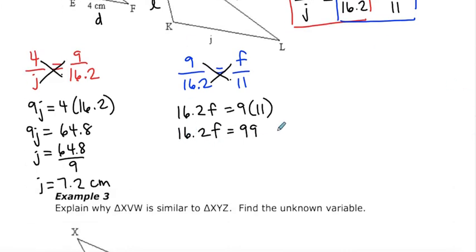And then I'm going to divide both sides by 16.2 to get f by itself. 16.2 divided by 16.2 is 1. So I'm left with 1f, or just f. And then I use my calculator. 99 divided by 16.2 is 6.1 rounded to 1 decimal place. So now I have the measurement for side f, which was my other unknown.